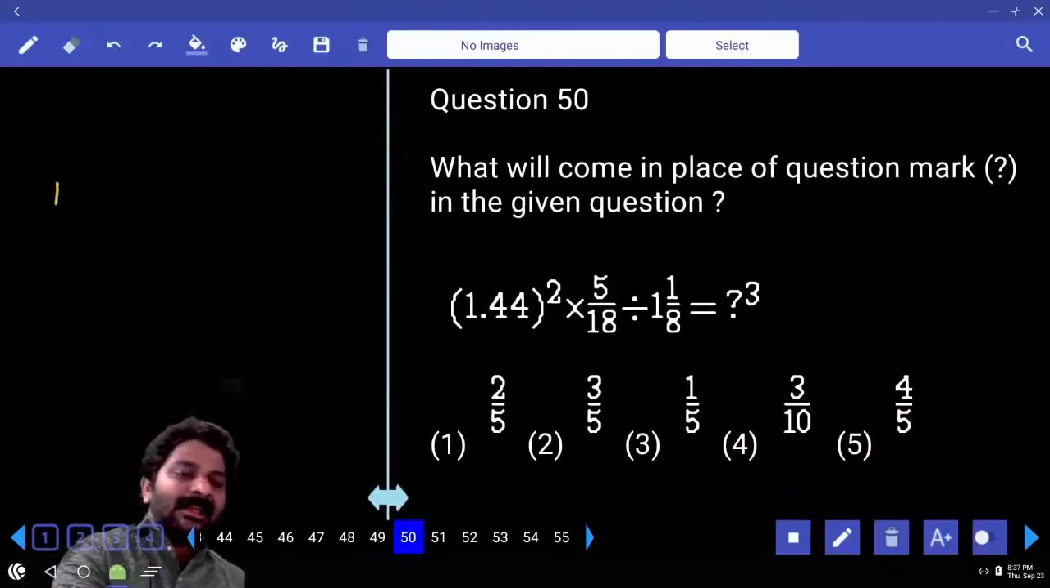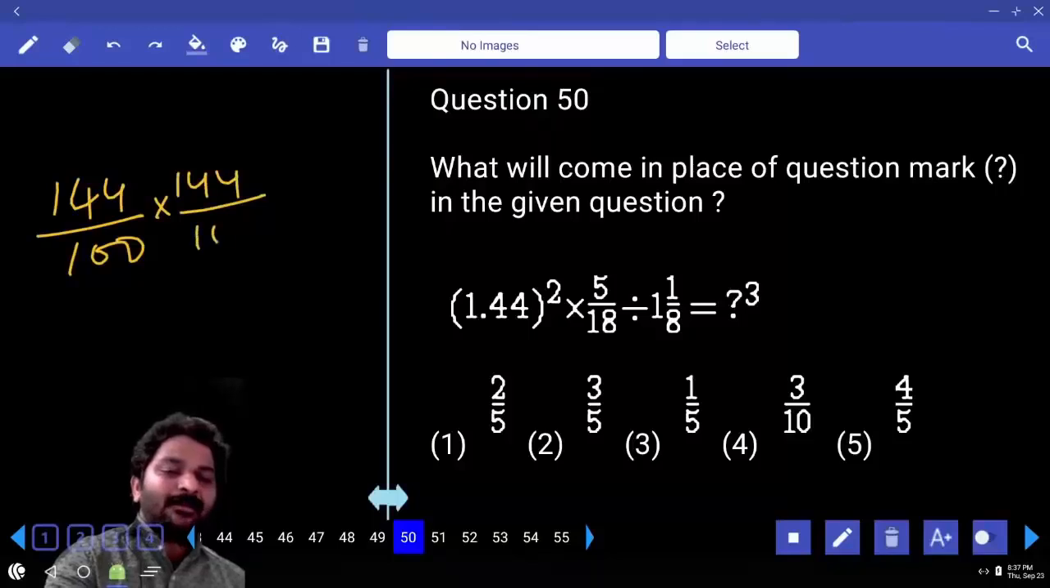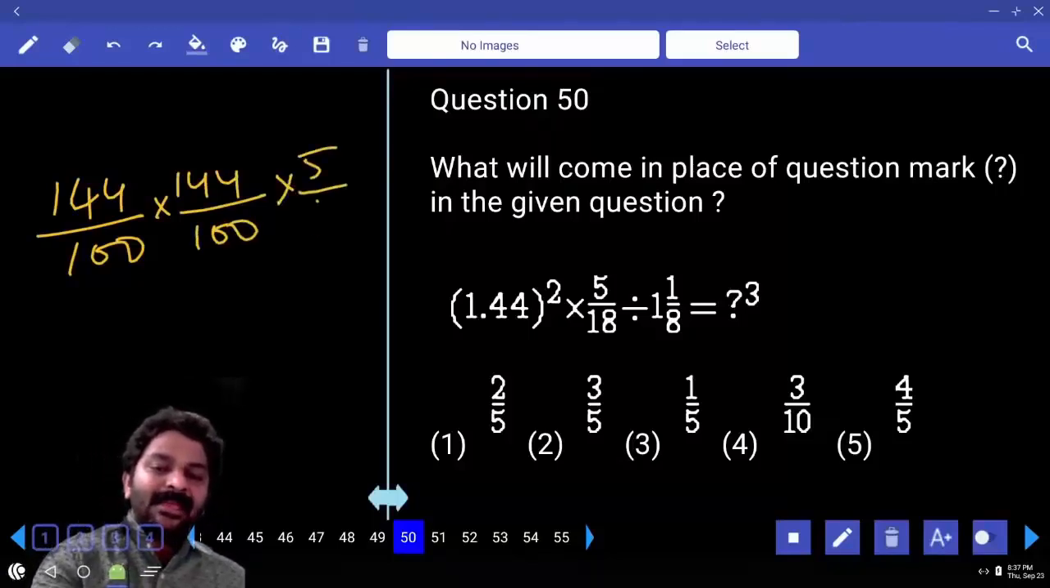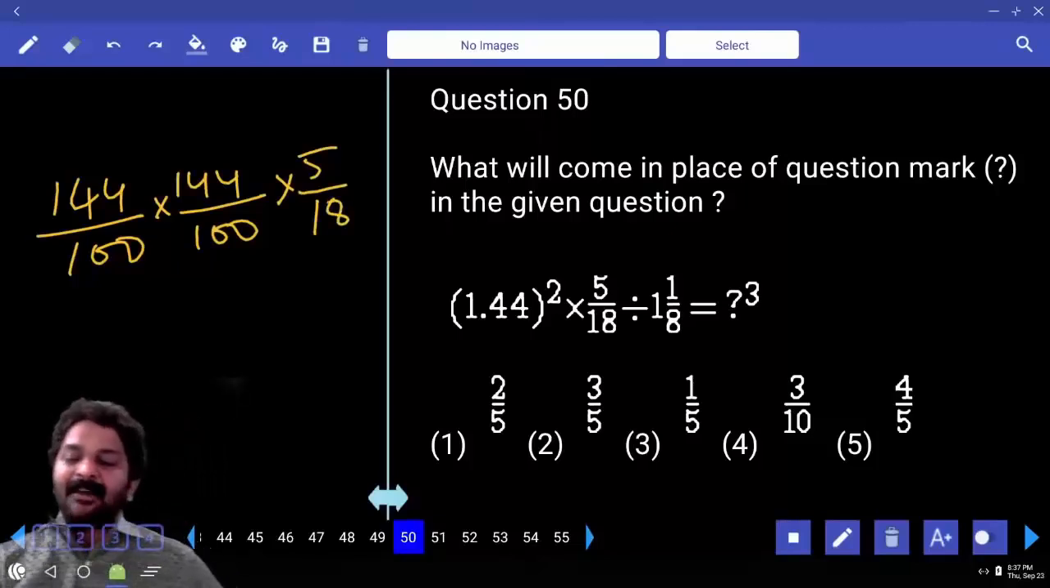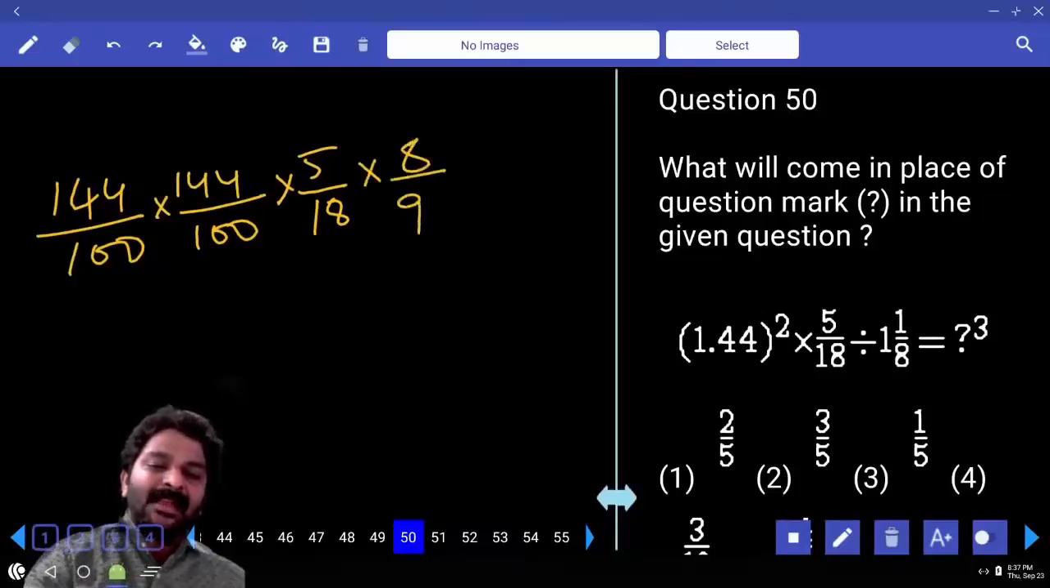1.44 whole square. Can I write it as 144 by 100 whole square? I'll write it as 144 by 100 into 144 by 100 into 5 by 18 divided by 1 by 8, which can be written as 9 by 8 divided by 9 by 8, or into 8 by 9. Is this clear so far? Right now.